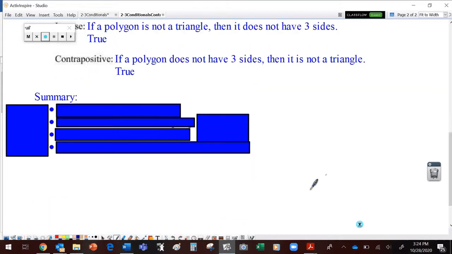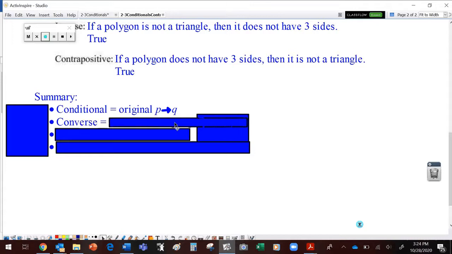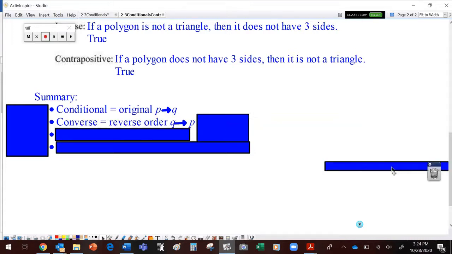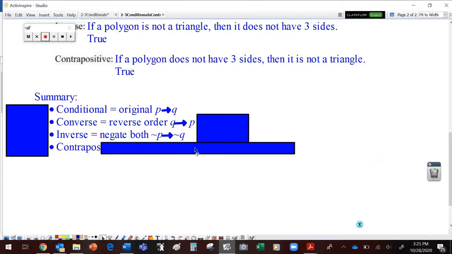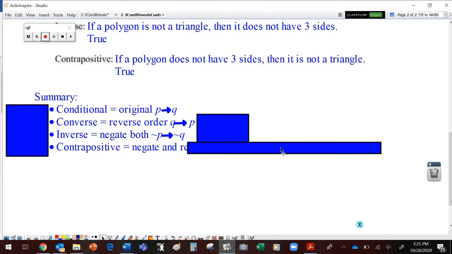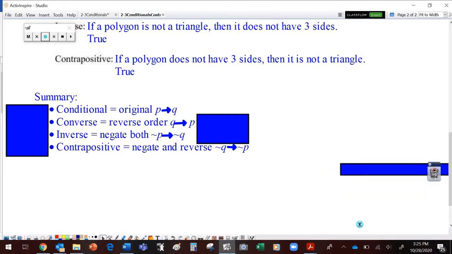Okay, so let's summarize here. First off, the conditional statement. The conditional is the original, and that's if P, then Q. The converse, we reverse those, so that would be if Q, then P. The inverse, we negate both, so that would be if not P, then not Q. And the contrapositive, we negate and reverse, so that's if not Q, then not P.